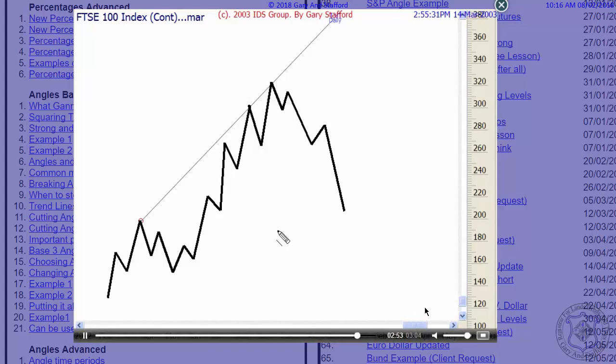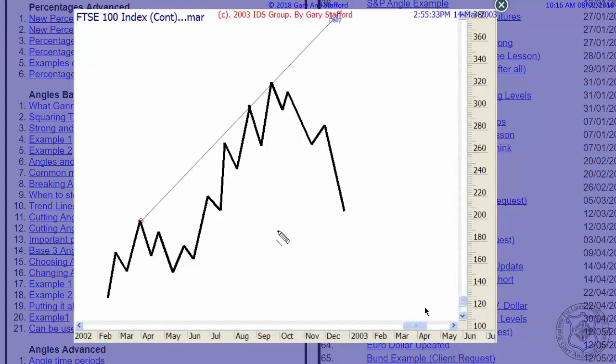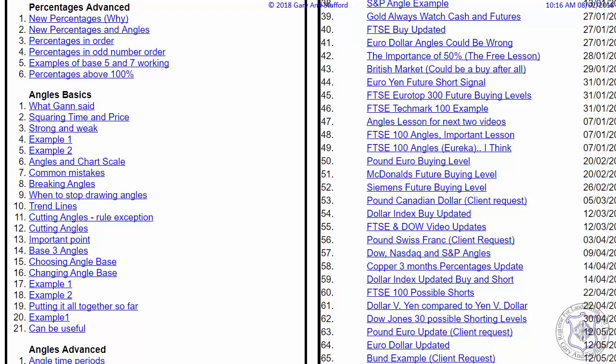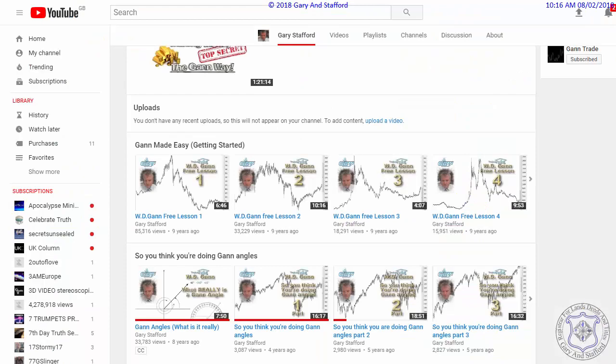Now, exactly the same rules apply on the downside. To get shorting opportunities, well, you reverse the rules basically. It should be self-explanatory. Okay, so there's a basic rule on angles.